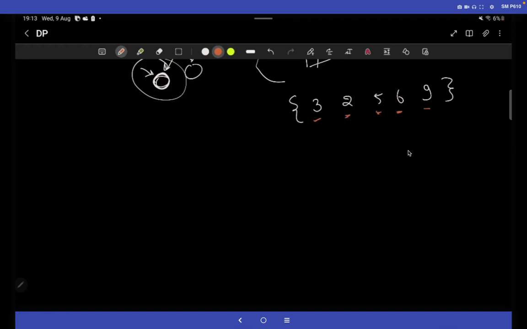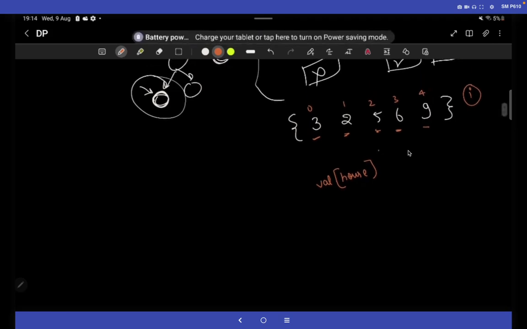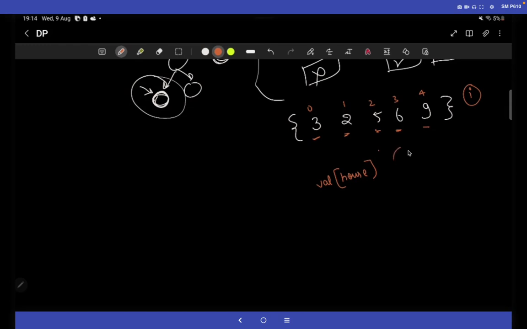So the condition will be, if we are going to include the value of a house, then we cannot include the next house, right? In such cases, let's say we have some indexes I. The indexes will be 0, 1, 2, 3, and 4. So these are the I, okay? If we are going to include this one, that means we have to increment the index by 2. We have to increment the index by 2.